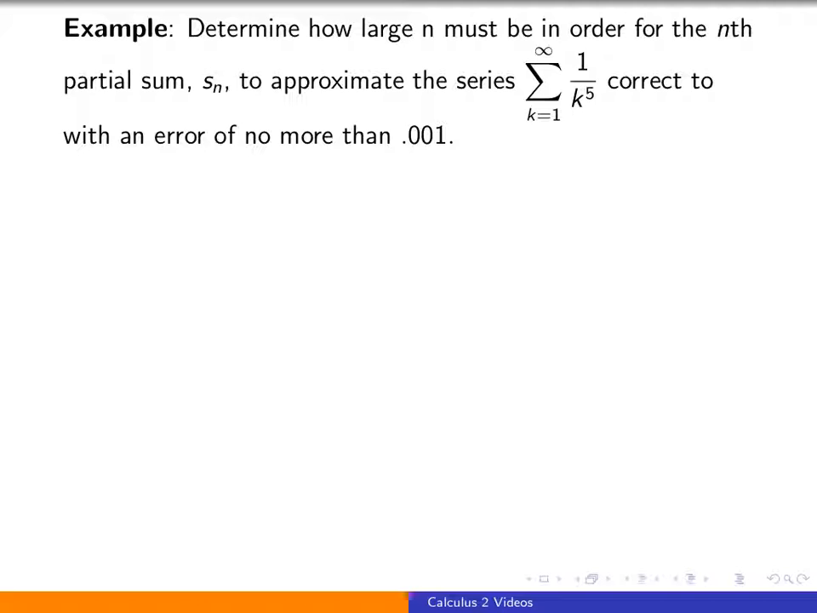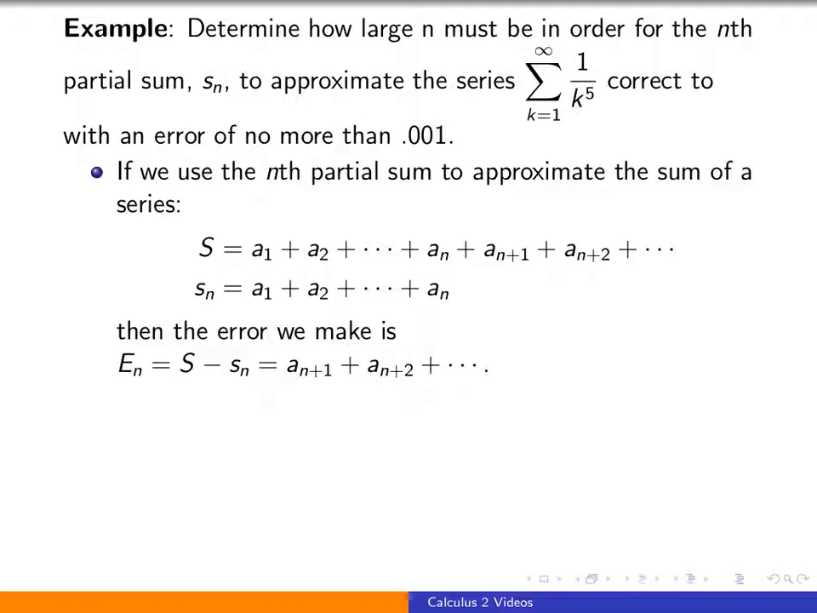Now, let me first remind you of why or how it is we can use the nth partial sum to approximate the series. So we're starting off with a series, and if we suppose that it converges, so if we let S be the sum of the series, that is what we get when we add up all of the terms. The idea is that if we were to stop after adding up just the first n terms, we could use that as an approximation to the sum of the series. We could say S, the true sum, is approximately equal to this S sub n.